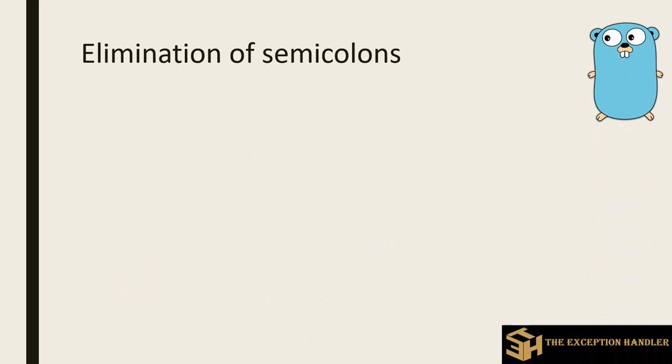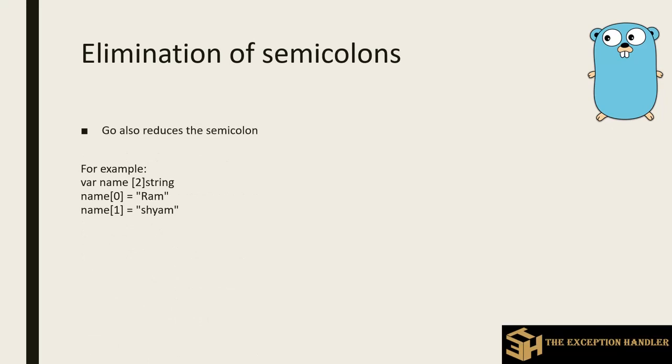Another important thing that we need to keep in mind as a Go developer is Go helps us in reducing the amount of typing that we need to do as a developer. As a part of that, Go has also eliminated the use of semicolons that we need to use while coding in other programming languages. So, for example, I have created a variable with the name name, which can have two string values. I have assigned two values to the first and the second index of the array, and if you see, I have not used any semicolons in the three lines.